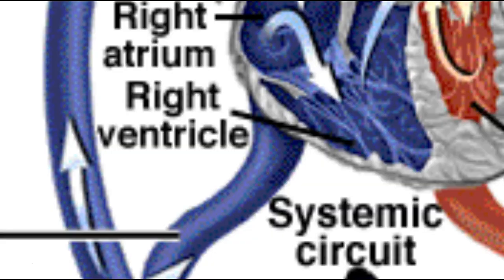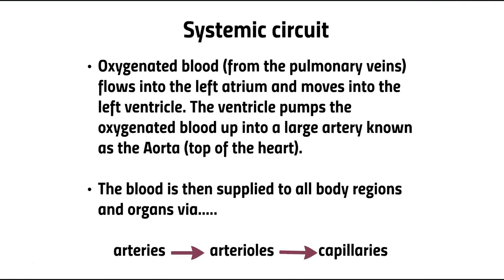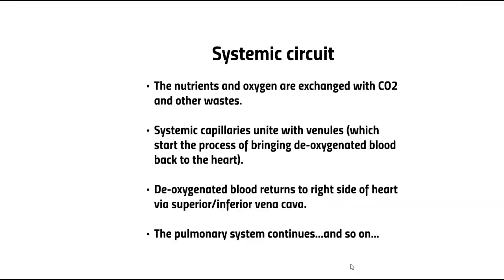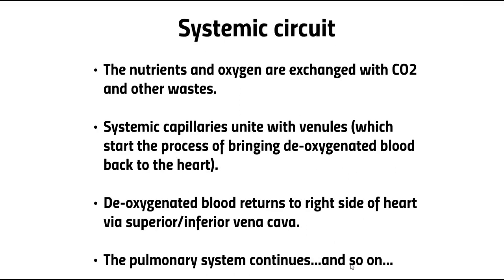And then swipe down to here. The systemic circuit, of course, is between the heart and the body tissue and back to the heart. And we've got the order of events here: arteries, arterioles, capillaries, and on the way back, we've got the venules and veins.